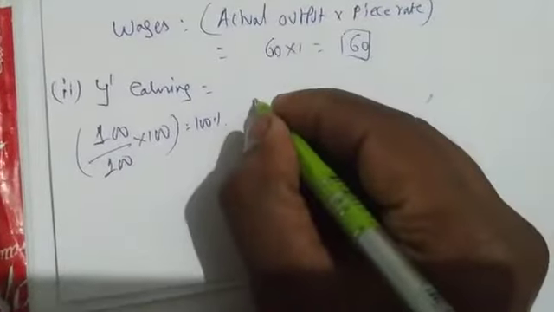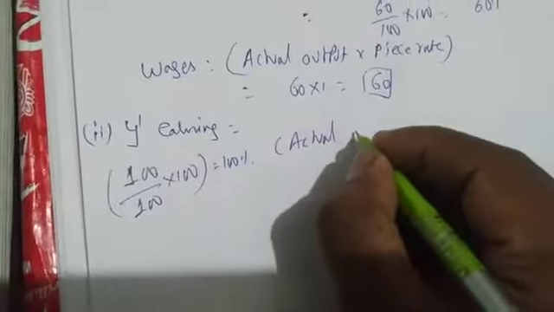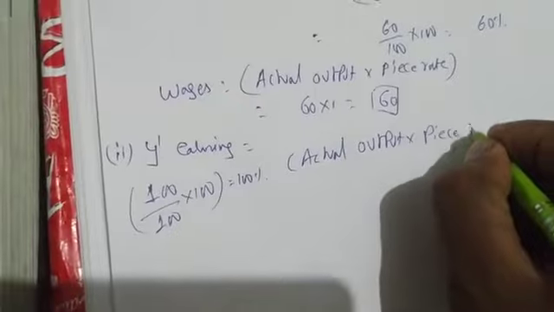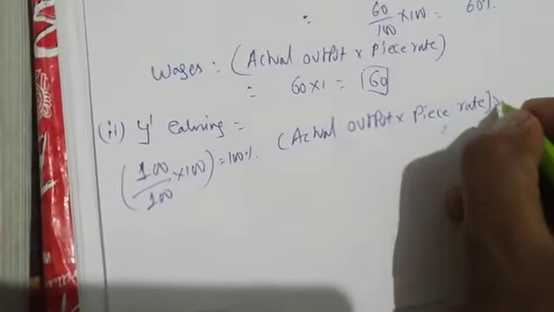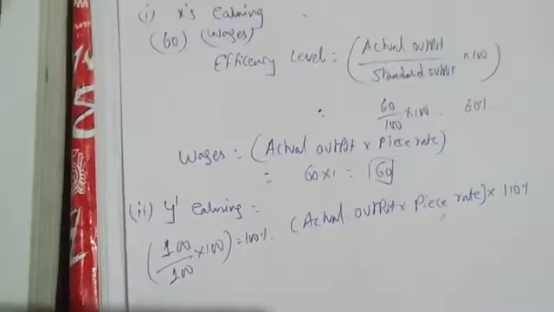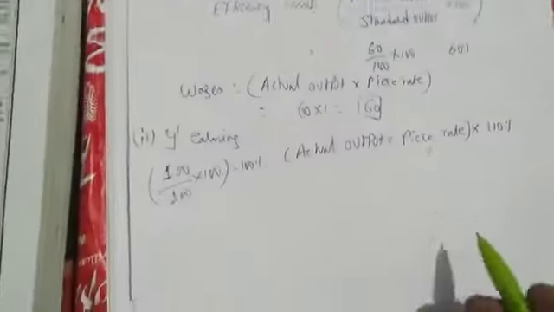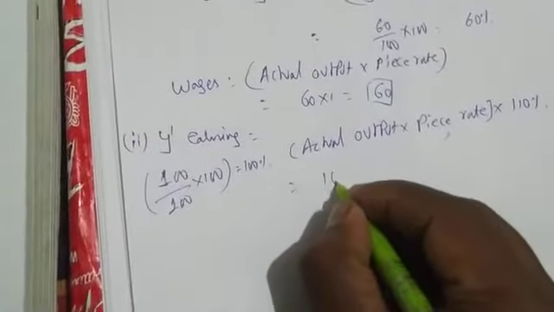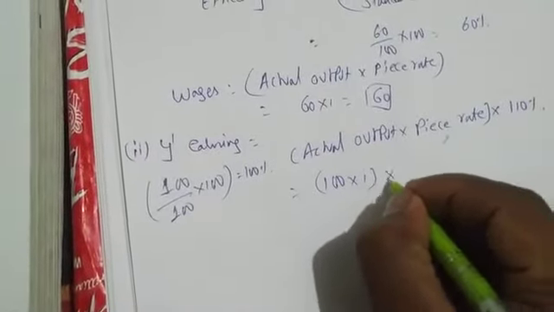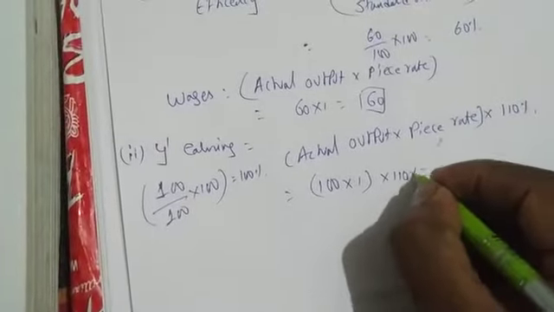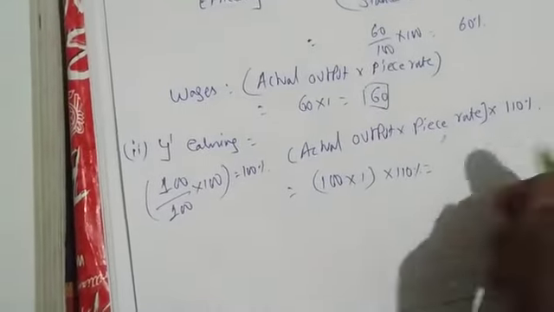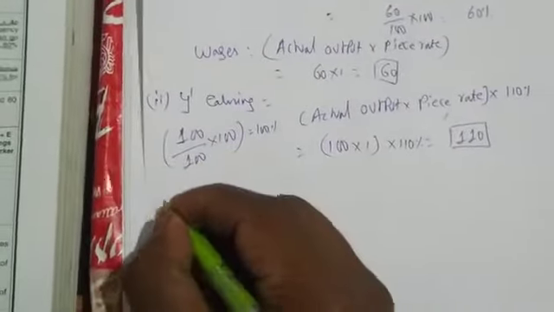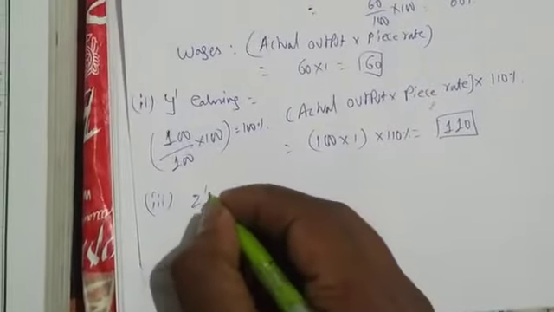So here the formula will be actual output into piece rate into how much percent? 110%. He says 110, right? So we are giving 110%. So his output is how much? 100 into piece rate is 1 into 110. So 100 into 110% is 110. The answer is 110. So Y will receive how much? 110.